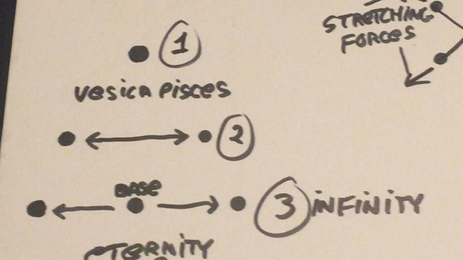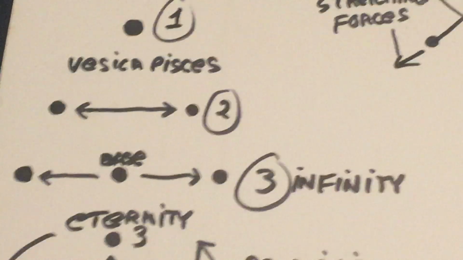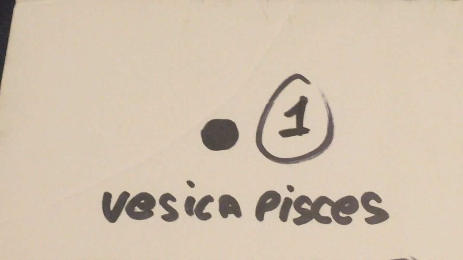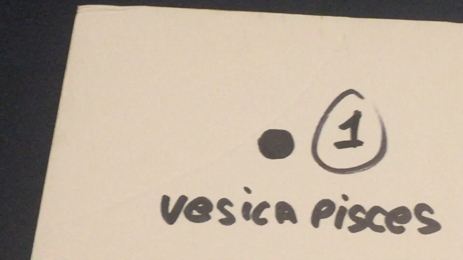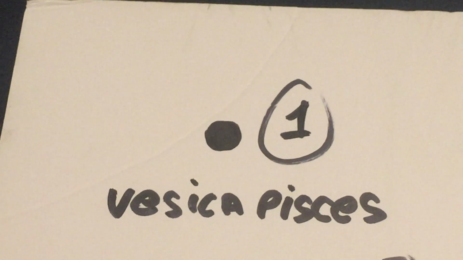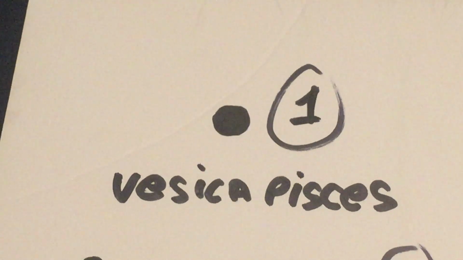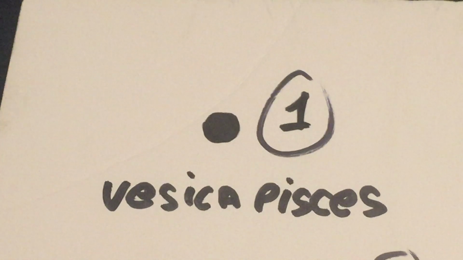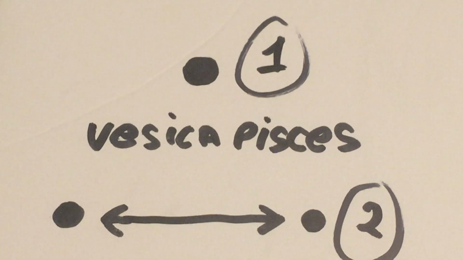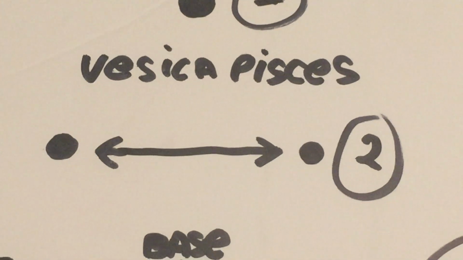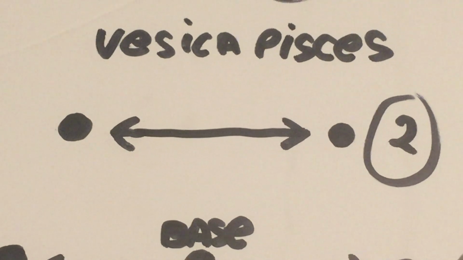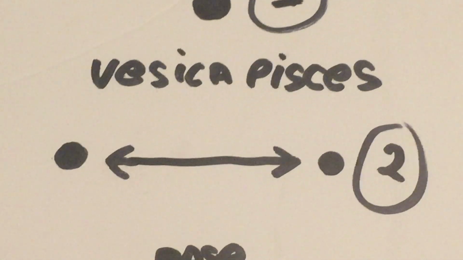And again, continuing from the last video, we have the one, the singularity, point of all existence, which we can call the Hebrew letter Yod, and I'll get to that later. We have the process of the Vesica Piscis, where the two divide. One divides into two, and that creates infinity.